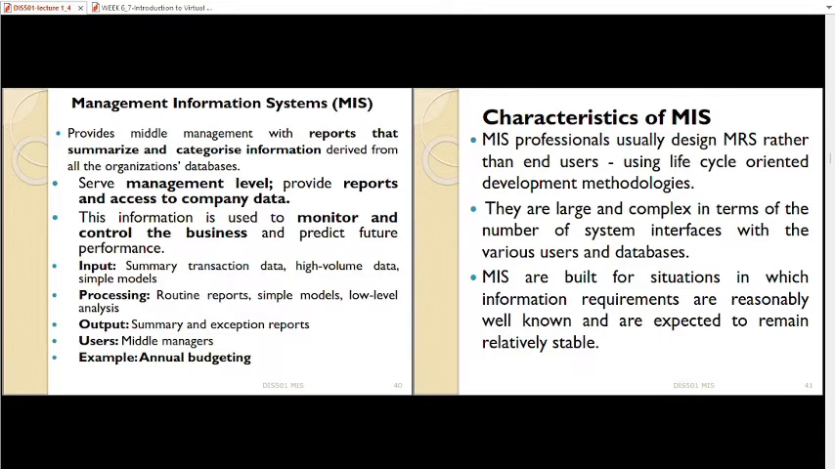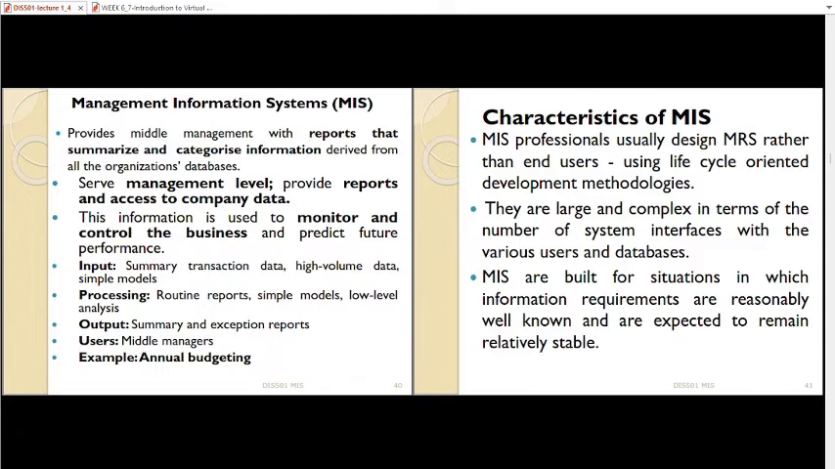And when it comes to system development, we would have methodologies such as system development life cycles, and all that, so they would assist in that. They are large and complex in terms of the number of system interfaces, because they are feeding information from the operational level. Under the operational level, we can have maybe a head of department managing several operations, and that would mean we are feeding data to that particular system from two different sections or sectors.